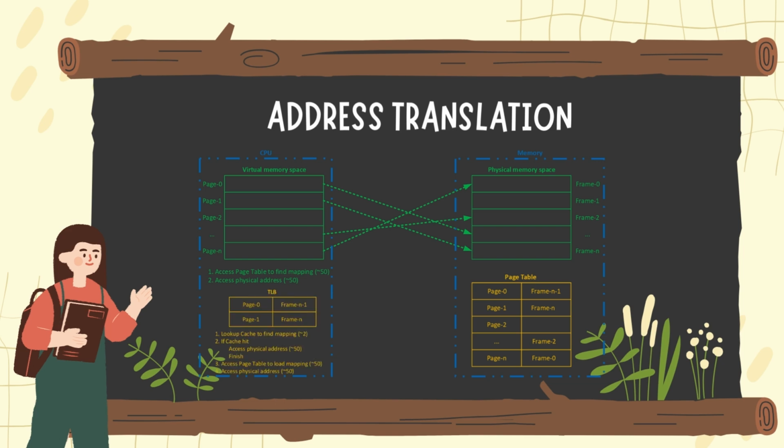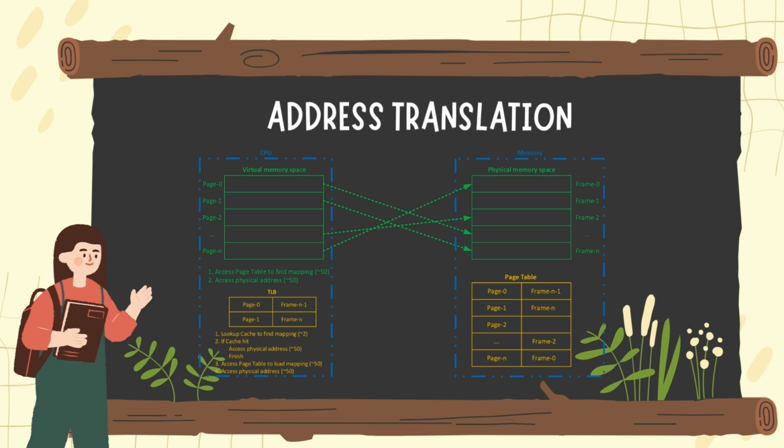To improve the performance of address translation, hardware designers added hardware called TLB. TLB stands for Translation Look-Aside Buffer. TLB acts as a cache. It will contain frequently used address translations. Every time accessing memory, the CPU will first check the TLB first.